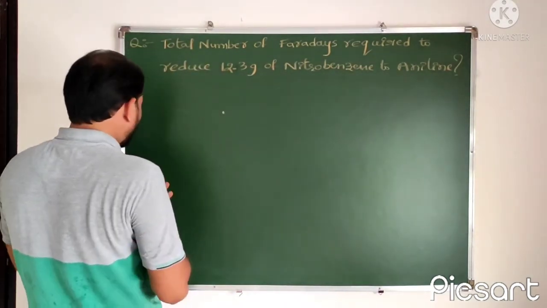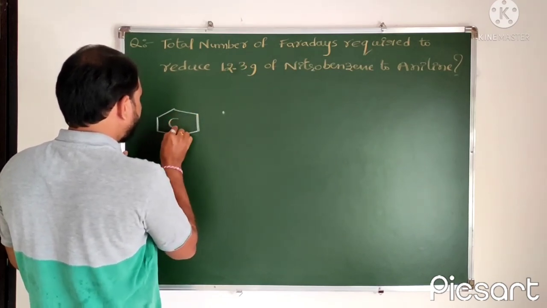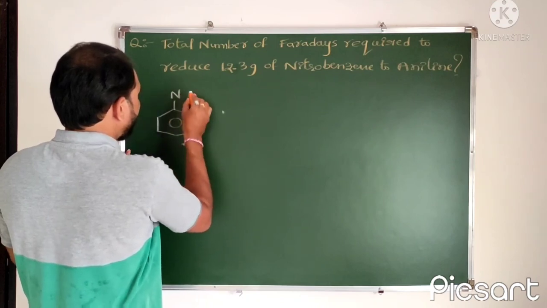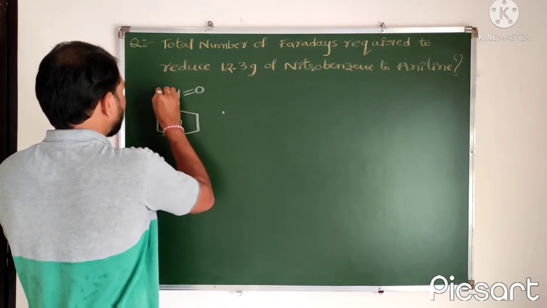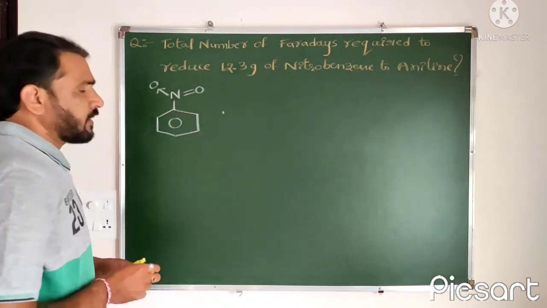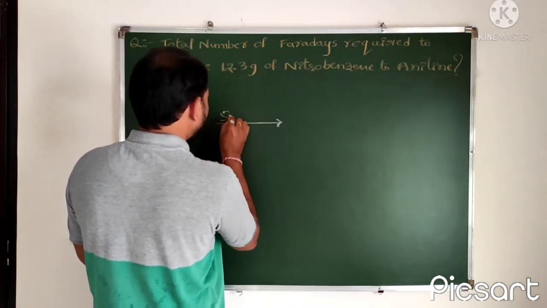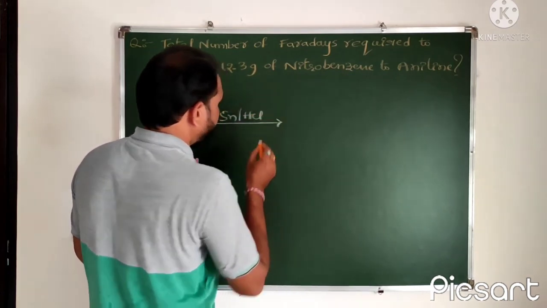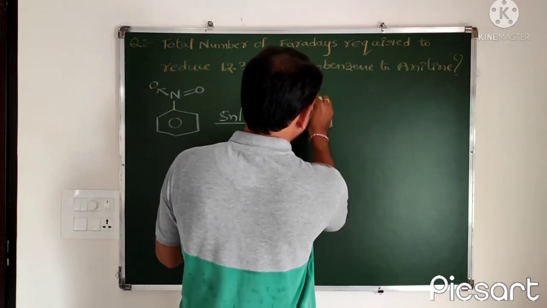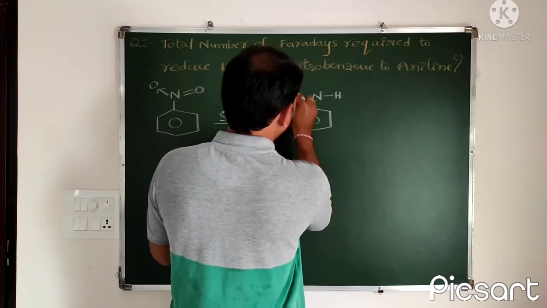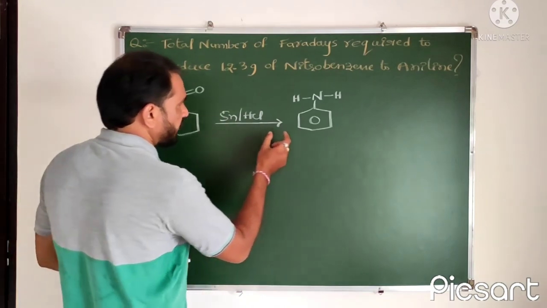So here the nitrobenzene structure is like this. Benzene, over there nitrogen, right? Here a double bond O, like this, and a single bond O. After that, this undergoes reduction, for example in the presence of tin and HCl, and then it results in aniline. The structure is like this: N, here H, H and H2. Nitrobenzene, aniline.